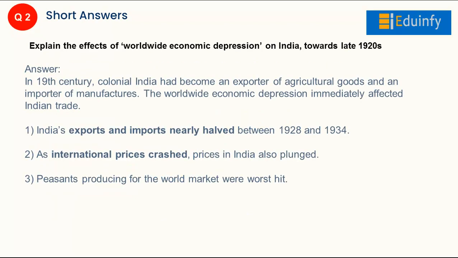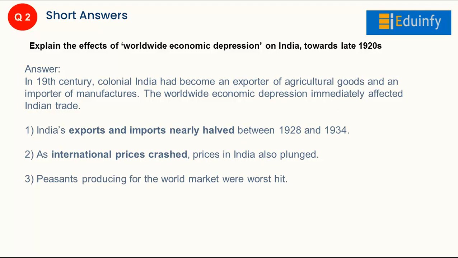Explain the effects of worldwide economic depression on India towards late 1920s. In the 19th century, colonial India had become an exporter of agricultural goods and an importer of manufactured goods. The worldwide economic depression immediately affected Indian trade. Exports and imports nearly halved between 1928 and 1934. International prices crashed. Prices in India also plunged.